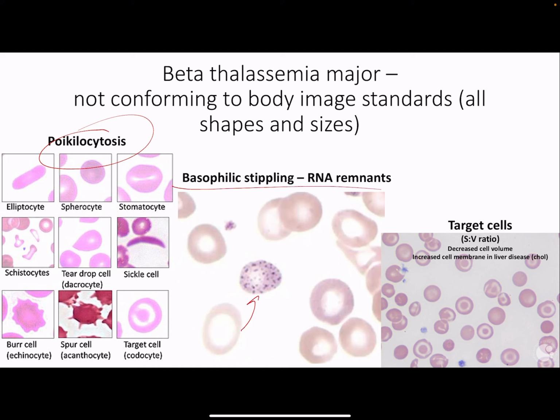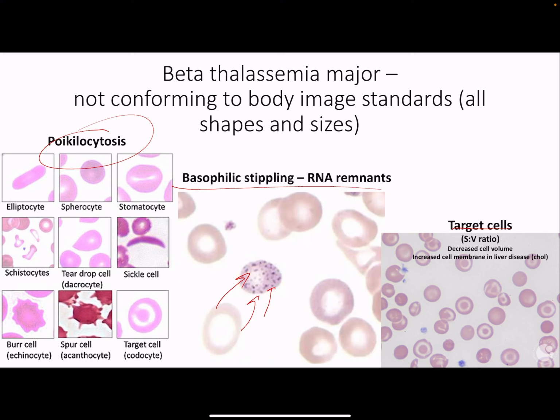Basophilic stippling, we have these RNA fragments all over the place. Not just fragments, but they will precipitate and form these collections, which are identifiable on histological analysis. And then we get these target cells. Target cells come from a screwed up surface area to volume ratio. So you can have a defective surface area to volume ratio with beta thalassemia major.